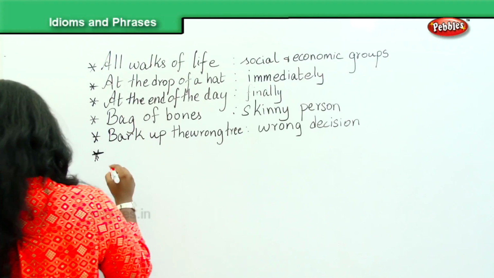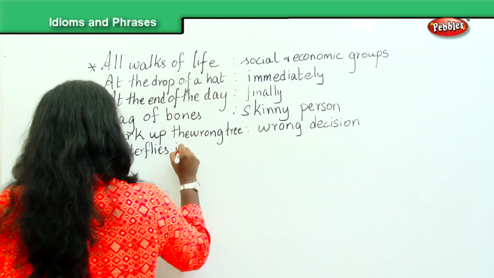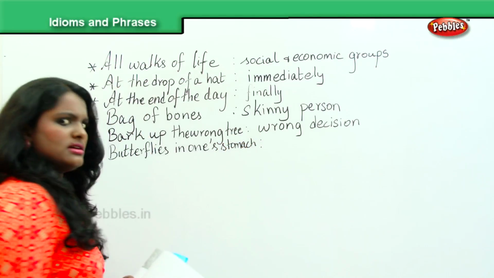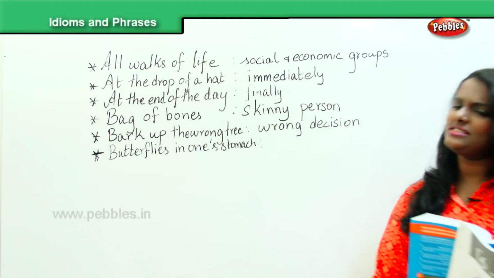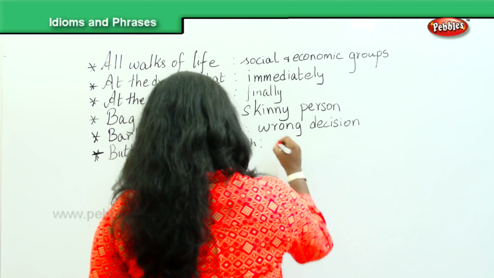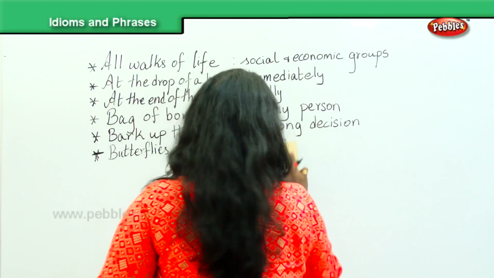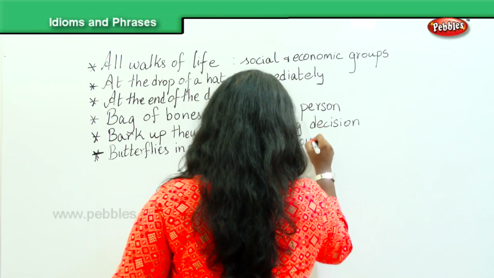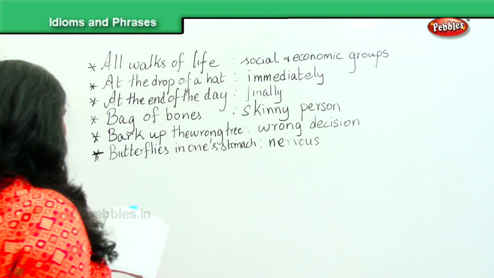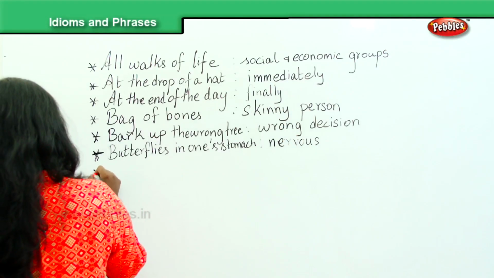Next. Butterflies in one's stomach. Right. Do we have butterflies in our stomach? Is that what this idiom is trying to say? Butterflies in one's stomach means feeling nervous or anxious. When you're nervous or when you're anxious, that situation is referred to as butterflies in one's stomach. You can say, I had butterflies in my stomach when I went for the interview, right? That makes you more anxious. Next example.